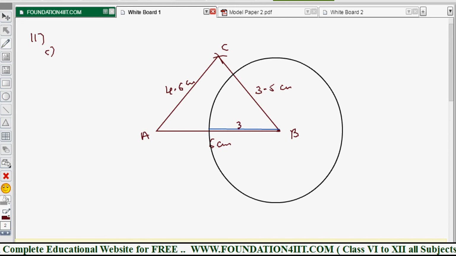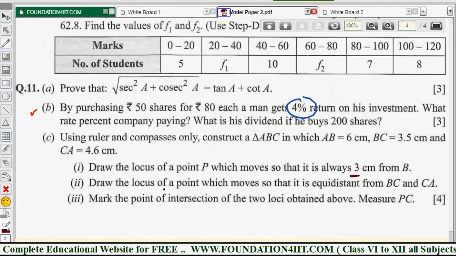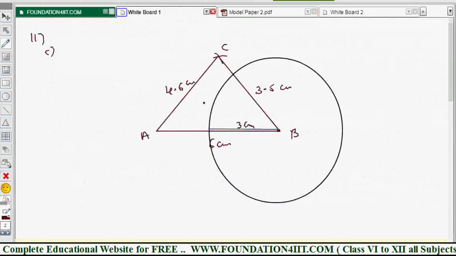Now this is the first part. Next, draw the locus of the point which moves so that it is equidistant from BC and CA. Whenever sides are given, you should bisect the angle. BC and CA, C is the common point, right? So at this angle C, we should bisect. This is BC and this is CA. So from C, you should bisect. You already know how to bisect an angle. You can take the angle and draw the arcs, and you can extend this line.